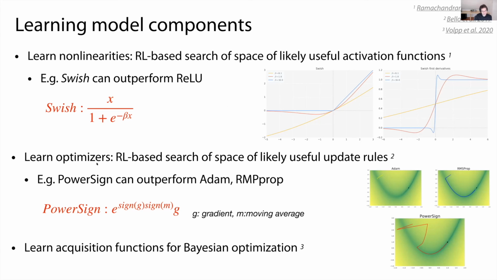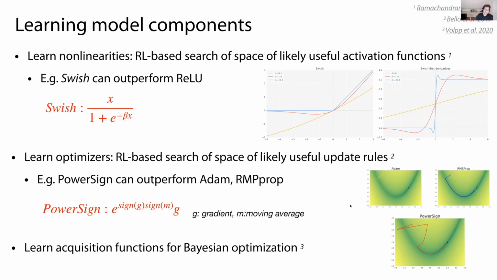You can also learn optimizers. An optimizer is basically just an update rule. And so you can use reinforcement learning-based search or other techniques to search the space of possible update rules. Again, you define a search space with a number of components of update rules. Obviously, the gradient should be in there, but you can combine it with other things as well. And if you do that, you can learn new optimizers, for instance, PowerSign here, which is defined as the exponent of the sign of the gradient times the sign of the moving average, times the gradient. And they've shown that this actually works better than Adam or RMSprop.